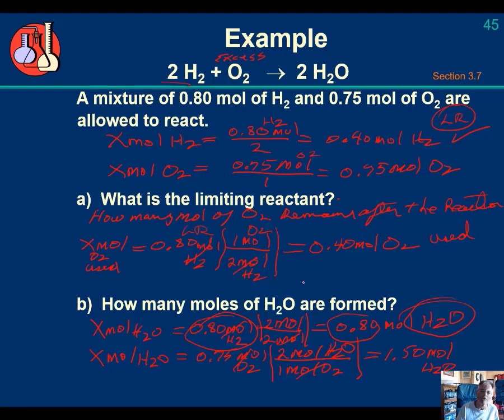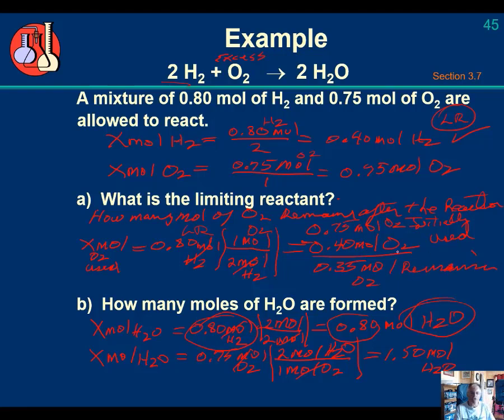So how much is left? Well, since I used this much and I started with 0.75 moles of O2 initially, that's given in the problem, I just subtract. So I'm going to subtract the 0.4, and that's just going to give me 0.35 moles O2 remaining.